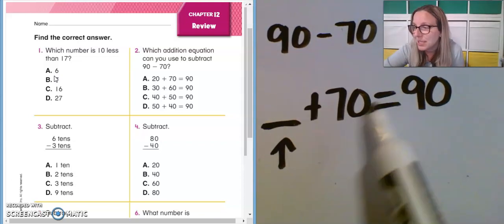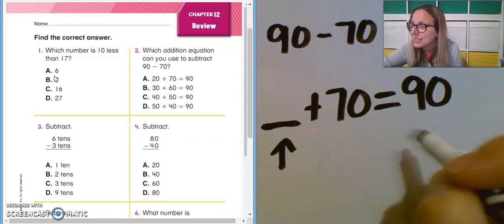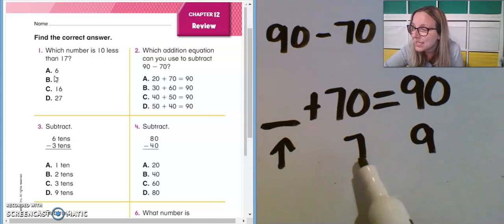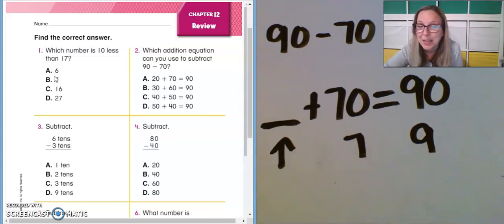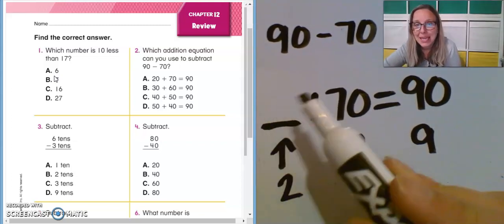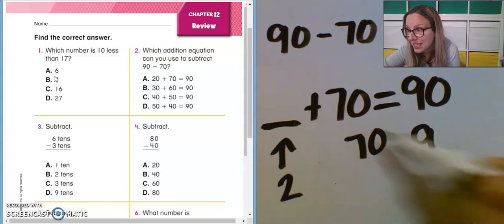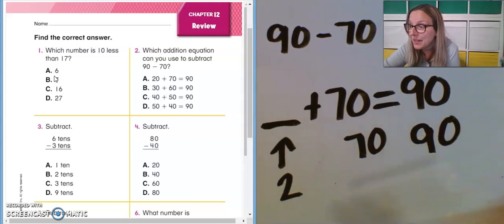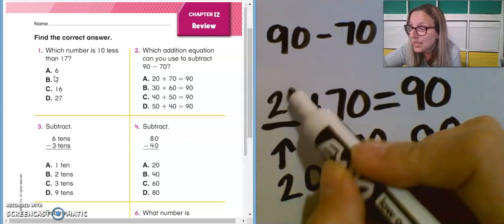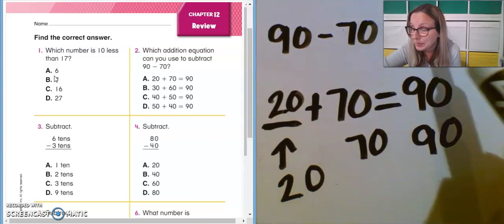So because these are both even tens, 9 tens and 7 tens, I can think about it in smaller terms. And instead of thinking about it in tens, I could think 9 and 7. And I know that to get from 7 to 9, I would add 2. Okay, but now when I go to put in my answer, I know that I'm dealing with tens. So it's not 7, it's 70. And it's not 9, it's 90. So my answer is not 2, it's 20. So if 20 plus 70 equals 90, then 90 minus 70 equals 20.